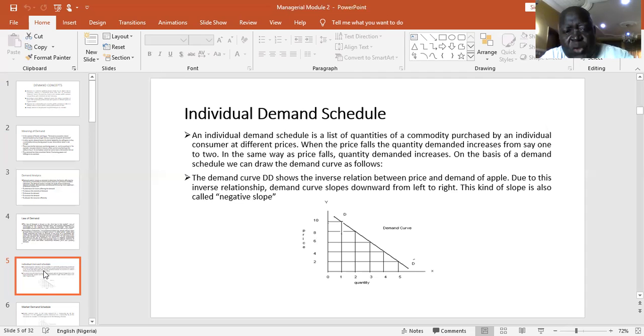You know what? If it were a positive relationship, as price goes up, quantity demanded would go up. That's an exceptional demand. We'll talk about that later. But for this case, it's a normal demand curve. The higher the price, the lower the quantity demanded. That's why the demand curve slopes downward.